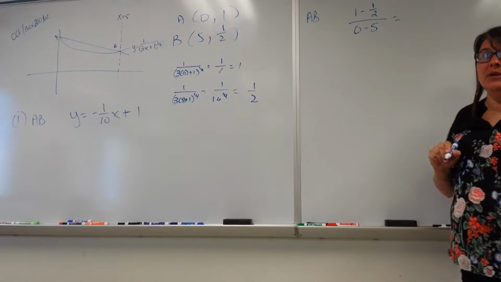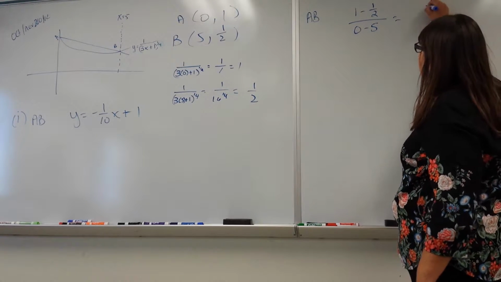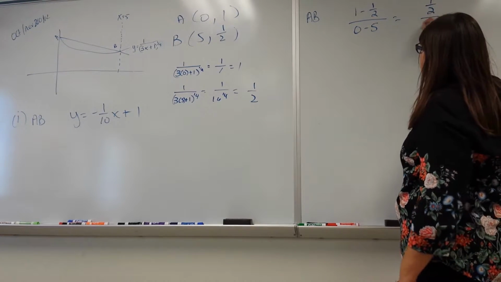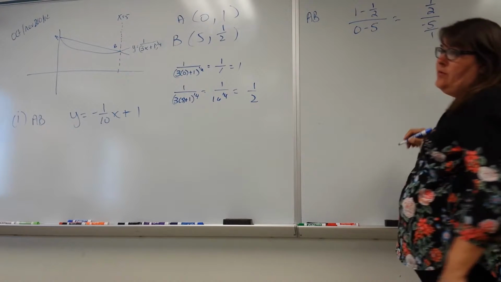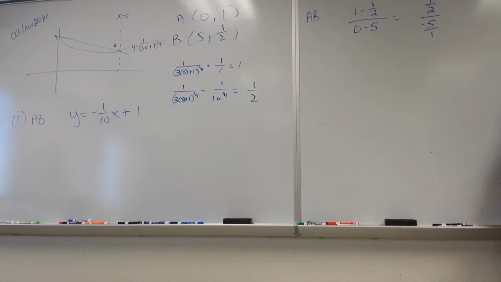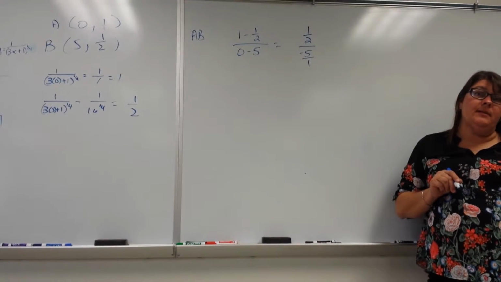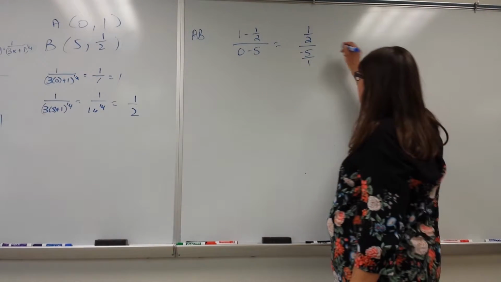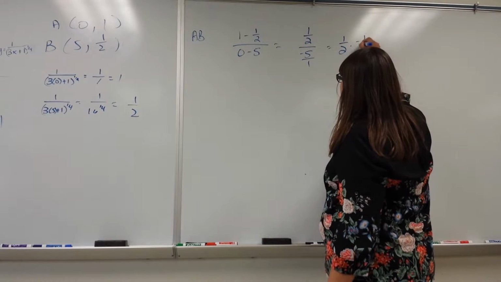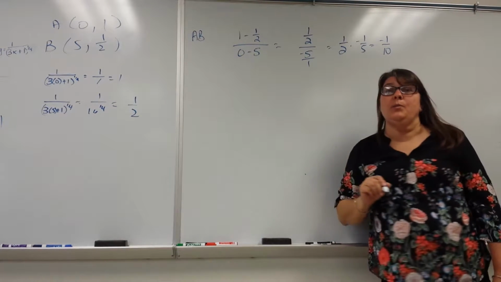Oh, we're good? Ian, you're good? Okay, 1 minus 1/2 is 1/2, and 0 minus 5 is -5, really -5 over 1. Yes. Because I want a fraction divided by a fraction because it's easier to work with. I'm going to flip that guy up and multiply by the reciprocal. So I have 1/2 times -1/5, which is -1/10. So the slope is -1/10.